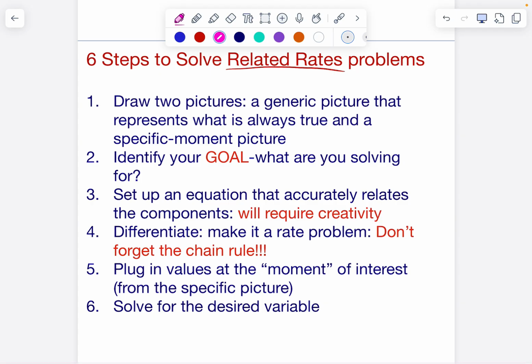Okay, step 3, maybe put a star by that one. It's absolutely the hardest step. Figuring out how the stuff relates together. I put that it will require some creativity because sometimes it's like, what the heck? How does this even relate?